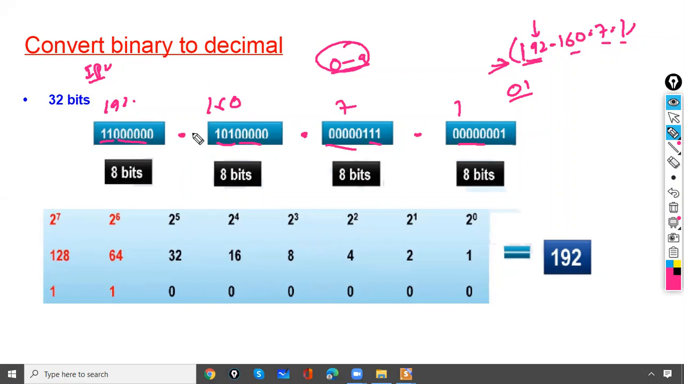And this is the binary number. This is 192, and let us see how to convert this binary number into a decimal number. Each octet, if you observe here, has 8 bits: 8 bits, 8 bits, 8 bits, and 7 zeros and 1 is also 8 bits. If you add up all these bits, you will get 32 bits. That is why it is a 32-bit IP addressing.